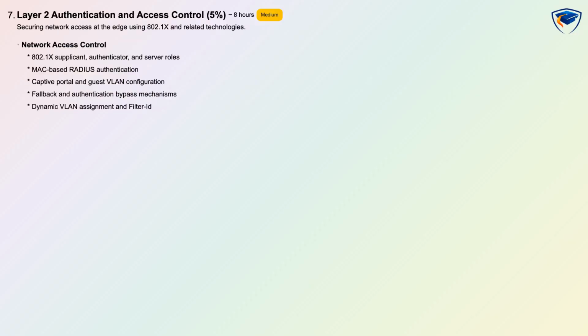Layer 2 authentication and access control is 5%, medium difficulty, with about 8 hours of hands-on and conceptual study. The focus is 802.1x roles for supplicant, authenticator, and server, plus MAC-based RADIUS authentication and captive portal approaches. You will learn fallback and authentication bypass mechanisms, dynamic VLAN assignment, and filter ID usage. The domain emphasizes secure edge access and practical troubleshooting of authentication flows.